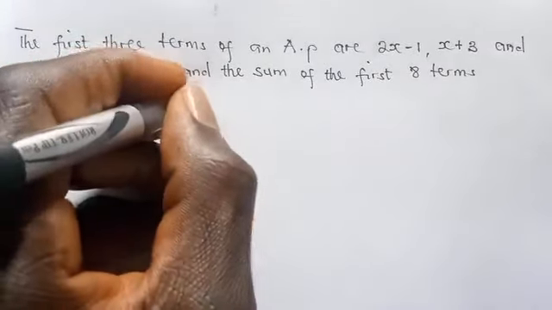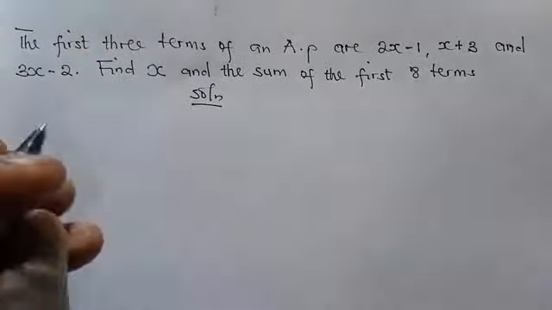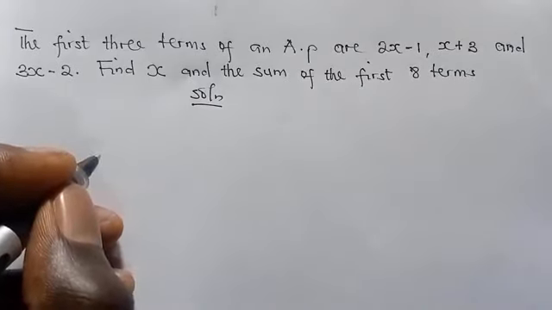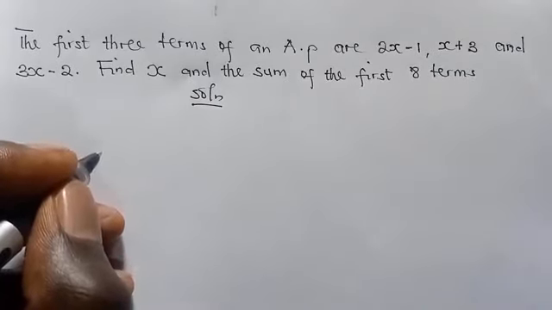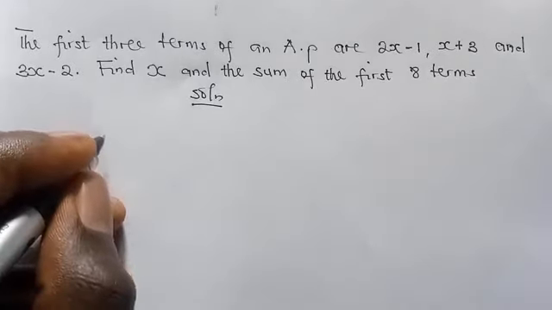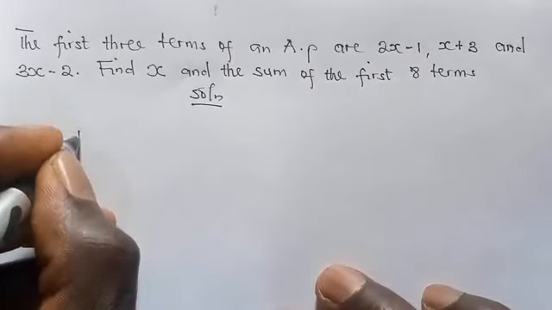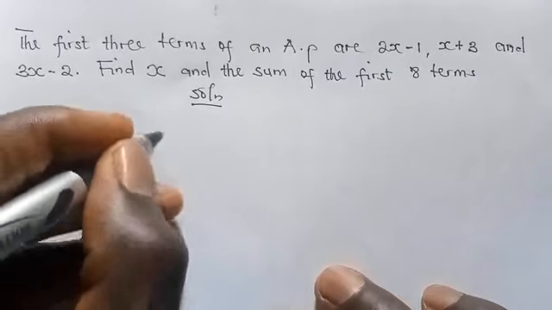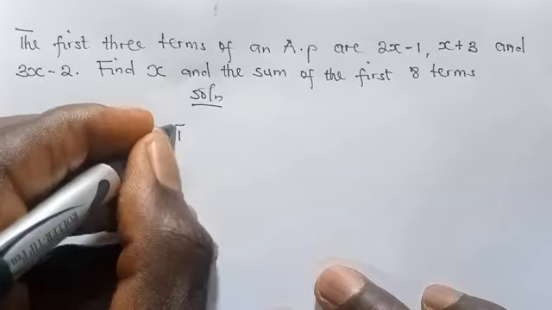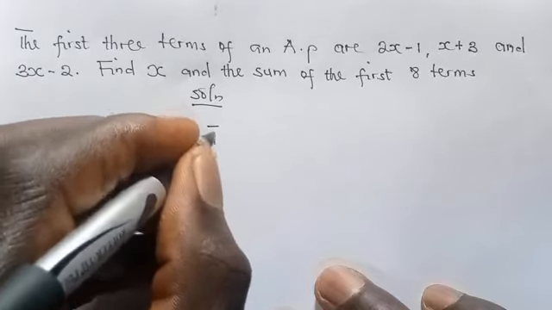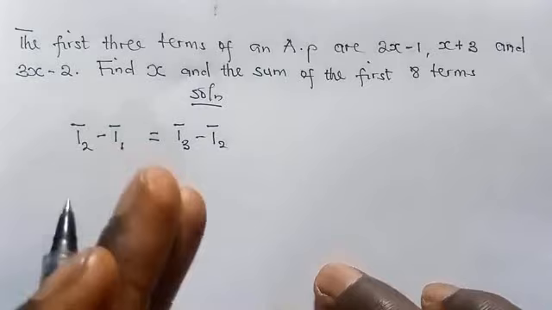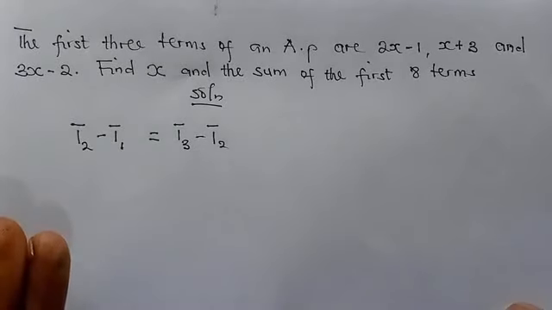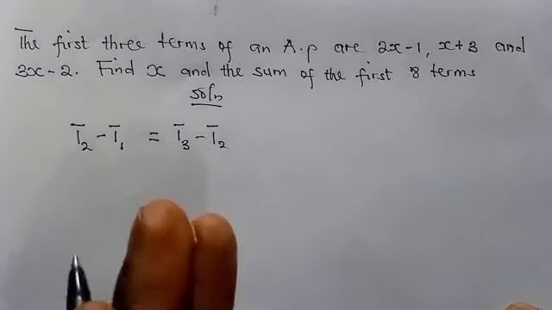So, from arithmetic progression, it has been established that the difference between two consecutive numbers is a constant. That is where we got common difference from. So if T2 minus T1 is equal to T3 minus T2, that is, when you subtract the first term from the second term, the answer you get is the same as when you subtract the second term from the third term.